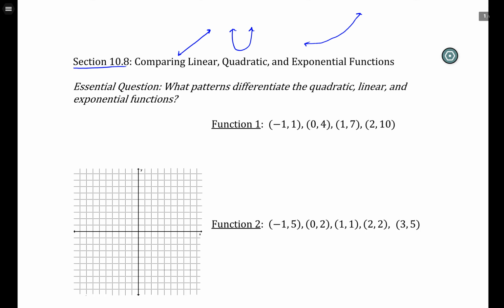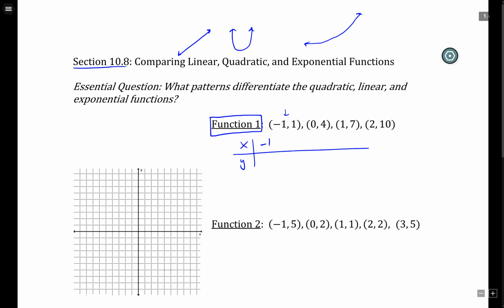So let's look at function 1. This is going to be my blue function. Function 1 is a couple of points, and maybe there are more in this function, but these are just a couple. You might be able to see a pattern right now, but in order to see the patterns better, I'm just going to put it in an XY table and drop the points in. So my first point, -1, 1. My second point, 0, 4. My third point, 1, 7. My fourth point, 2, 10. Sometimes having things in a table just helps.